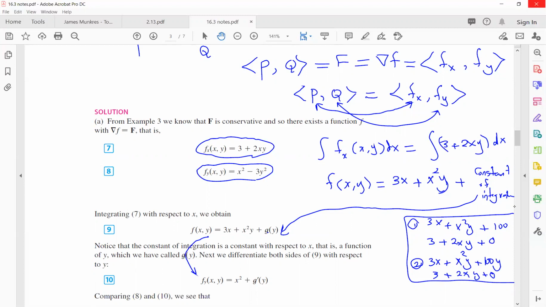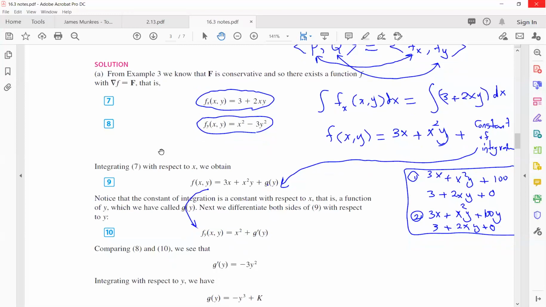The derivative of 3x is 0. The derivative of x squared y with respect to y is x squared, and the derivative of g of y, which is an unknown function, with respect to y is g prime of y. Very well. Now that you know the partial derivative of f with respect to y is x squared minus 3y squared, and it's equal to x squared plus g prime of y, you can set these two equal to each other: x squared minus 3y squared and x squared plus g prime.